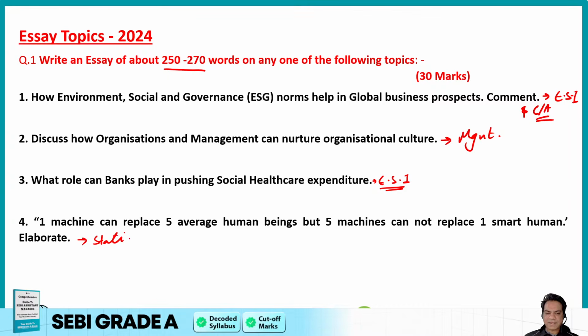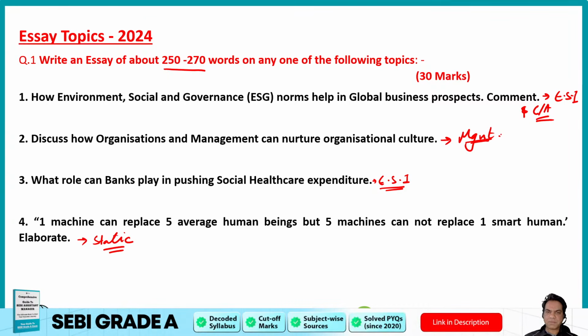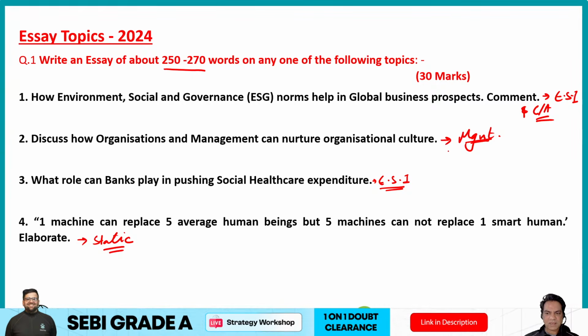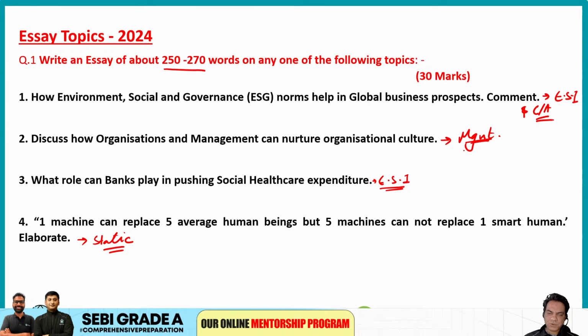Now if you are writing a topic like topic number 2 or topic number 4, an essay on a management topic or a static topic, you do not need data points. But if you're choosing topic number 1 or topic number 3, then you do need to provide data points to support your thesis in the answer.